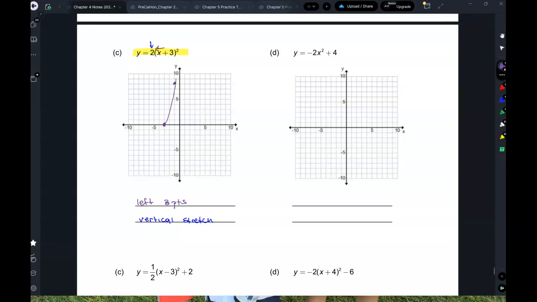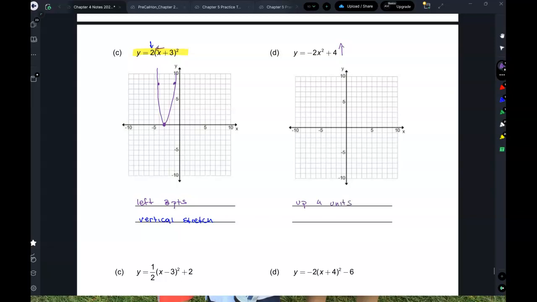Okay, so on your test, I just need 3 points, right? It doesn't matter which 3 points you pick, right? But they have to be 3 correct points on the graph. Okay, let's do this next one. So the +4 moves it up, right? So it's moved up 4 units.